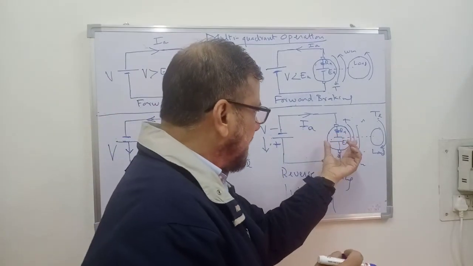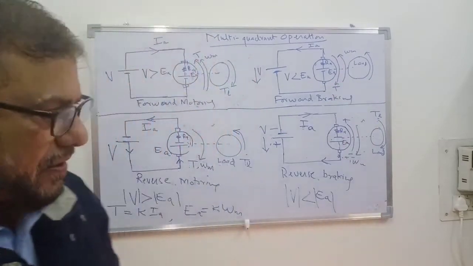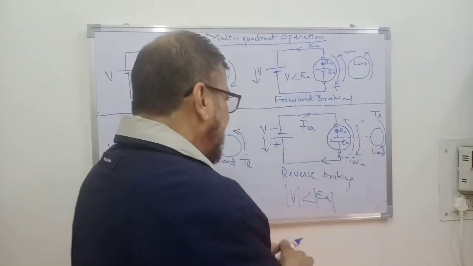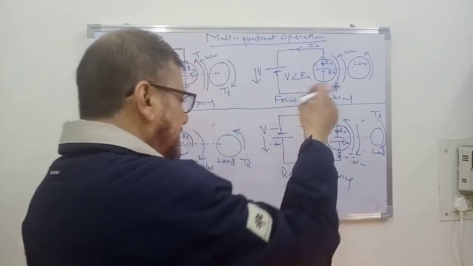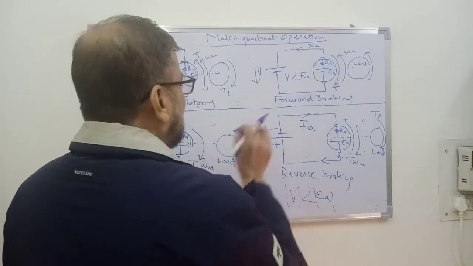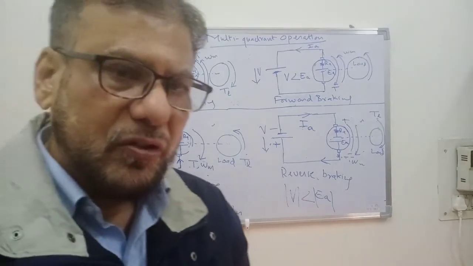This motor is now running as a generator, or you can say this is a prime mover, and this is converting the energy into the electrical energy and is absorbed by this source. So in that way you can have 4 possible modes of operation.